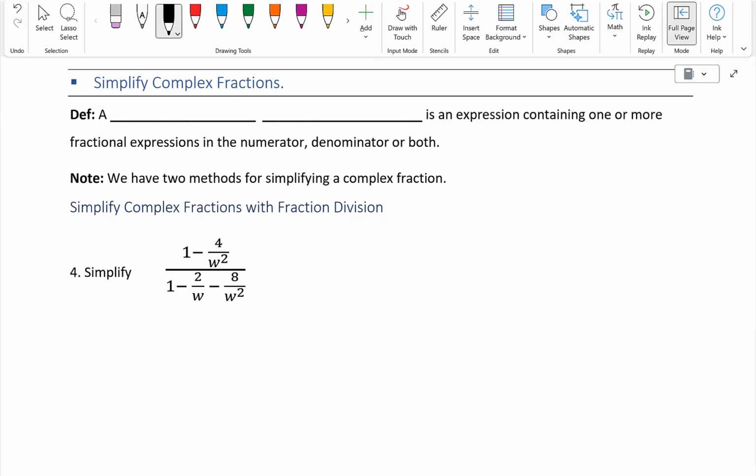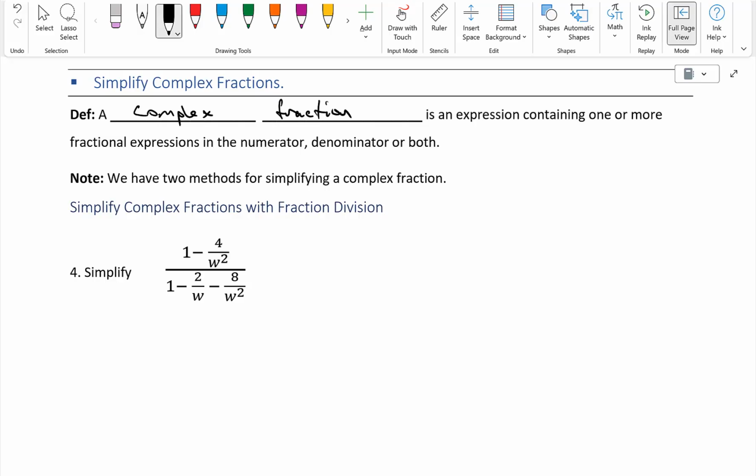For simplifying complex fractions, we have a definition here. What is a complex fraction? So a complex fraction is an expression containing one or more fractional expressions in the numerator, denominator, or both.